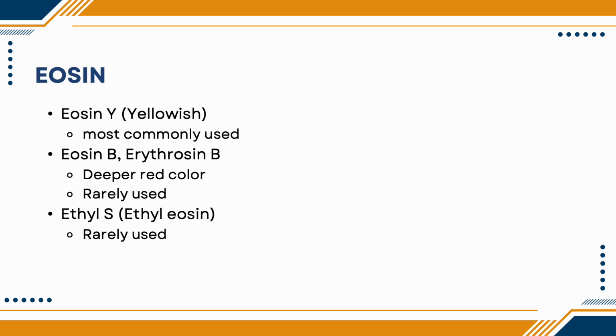Examples of eosin stains include the Eosin Y, which is yellowish, Eosin B or erythrosin B, then you also have your ethyl S. Both of Eosin B and ethyl S are rarely used. And Eosin Y naman, siya yung commonly used. Okay?